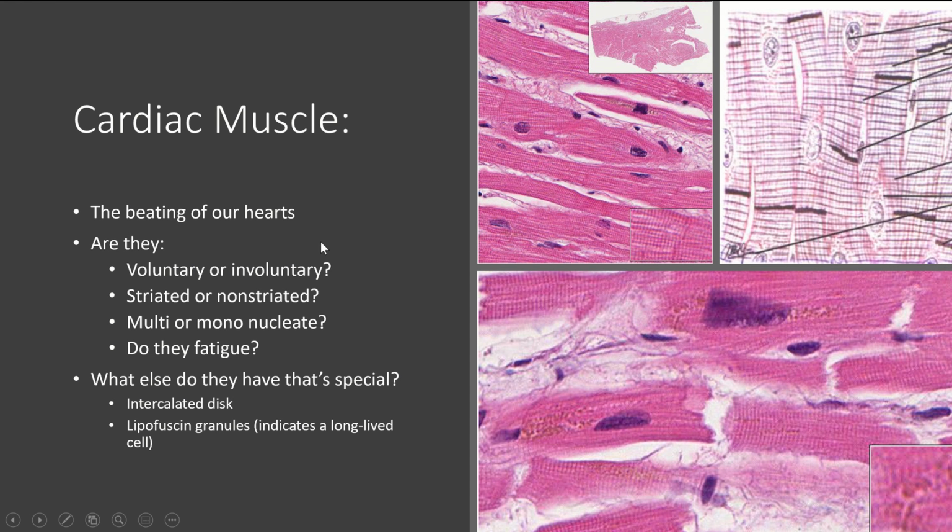Okay, so now we're going to talk about cardiac muscle. Remember, cardiac muscle is also striated. So everything that I was talking about with the sarcomere is also present in cardiac muscle. Remember, that's important for the beating of our hearts, right? So moving of blood and nutrients, everything like that, that all kind of occurs due to that big old pump that is your heart, okay?